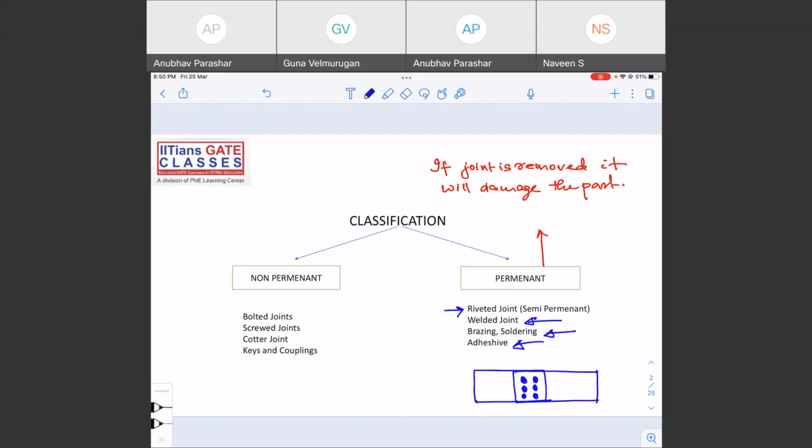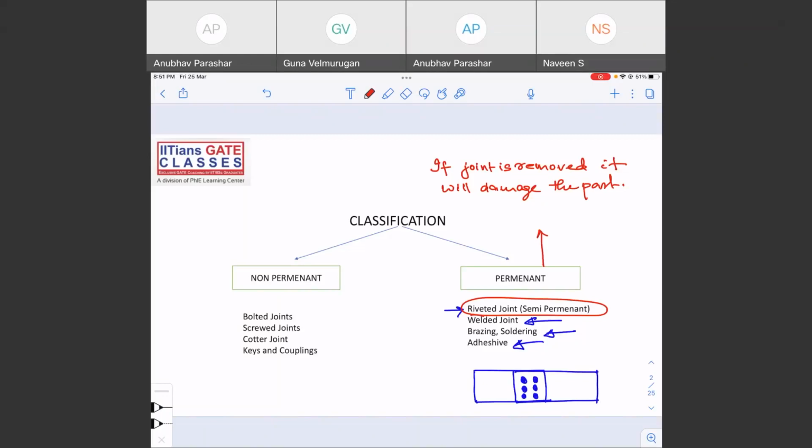So what is happening? Some amount of damage to the part is being caused, right? But it can be removed. The thing is that it can be removed. That is why riveted joints are also called semi-permanent, right? But it is definitely not an easy task, right?